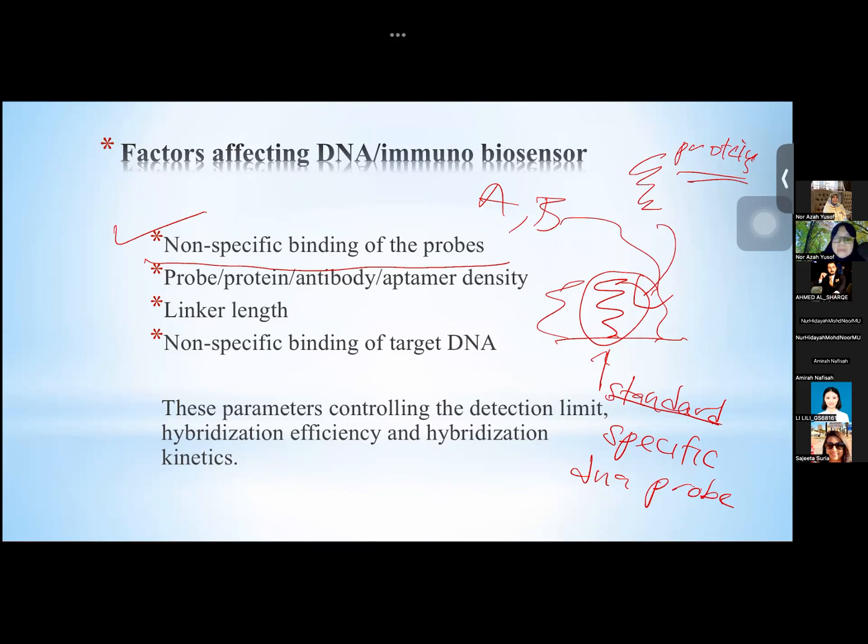So, Amira, you're right. I understand what you're trying to tell. But everybody needs to understand what the issue with non-specific binding is. We do not want this. We do not want this. This is a big issue.